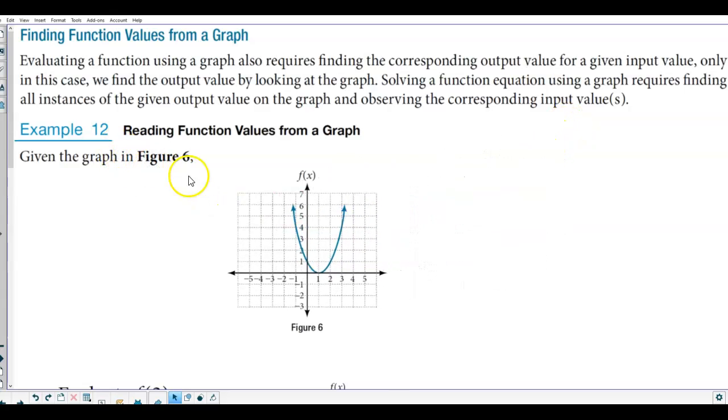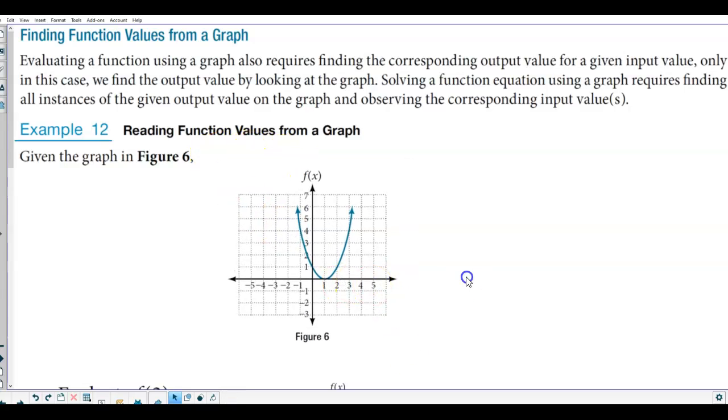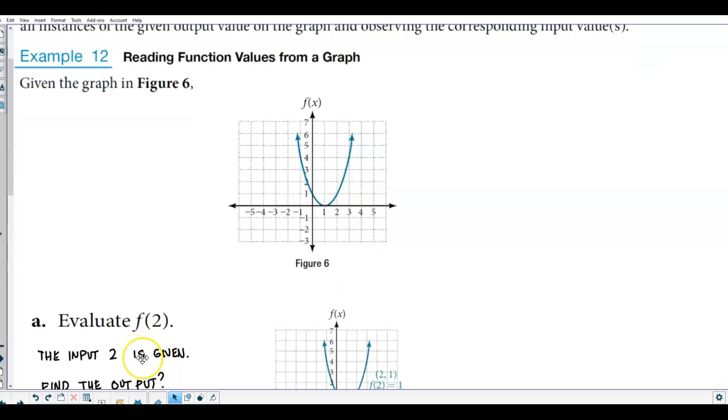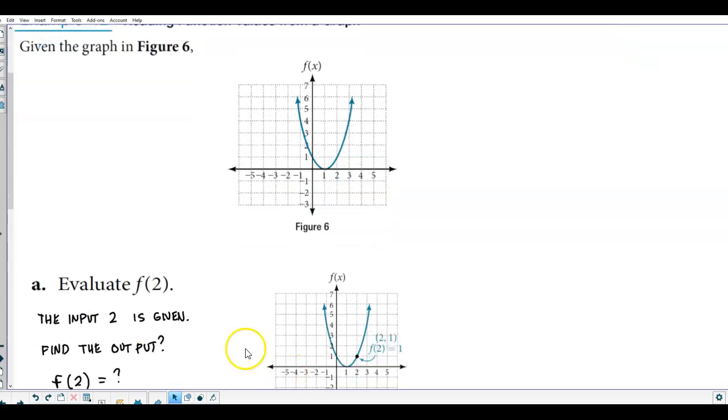So, for example 12, we want to read the function values from the graph using figure 6. Okay, so for part A, we want to evaluate f of 2. So we need to look at this 2 and find out whether this is an input or an output. Remember that what's inside the parentheses here represents the input. So that means the input 2 is given. So that means that's the value of x, which is the x-axis.